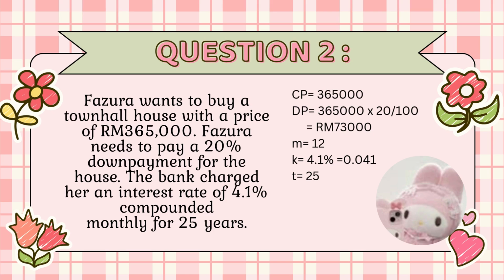And the M is 12 and the K is 4.1%. And we need to make the percentage, we don't want the percentage, so we use the number of the point there, which is 0.041, and the T here is 25, which is 25 years.